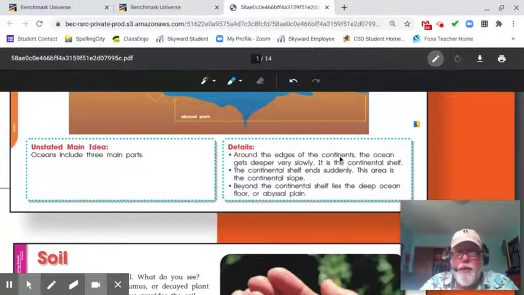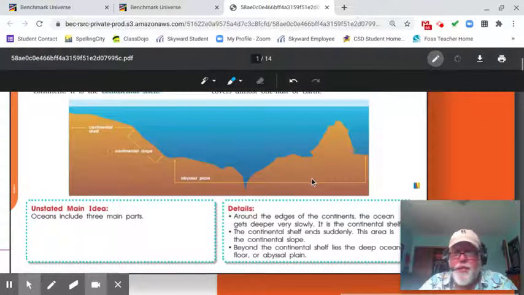Around the edge of the continent is the continental shelf. The continental shelf ends, and this area is called the continental slope. And then we have the abysmal plain, which is at the ocean bottom floor. So again, this is about stating a main idea of an essay, not just a paragraph.